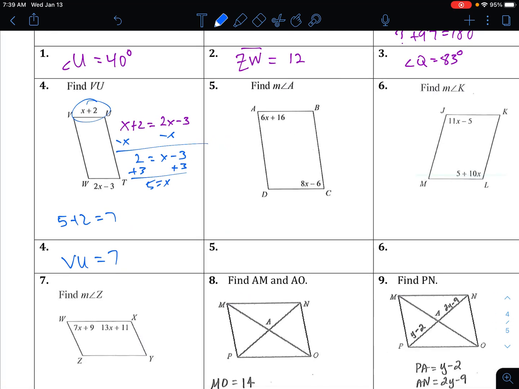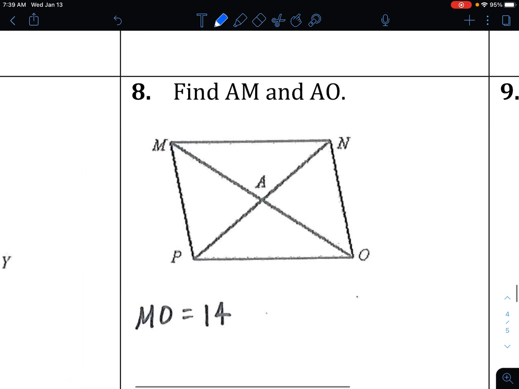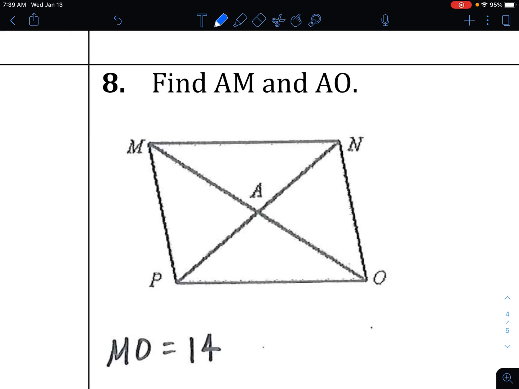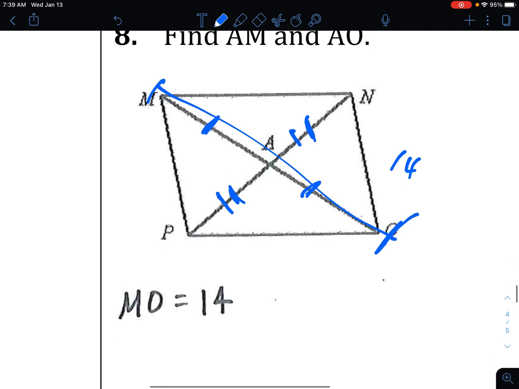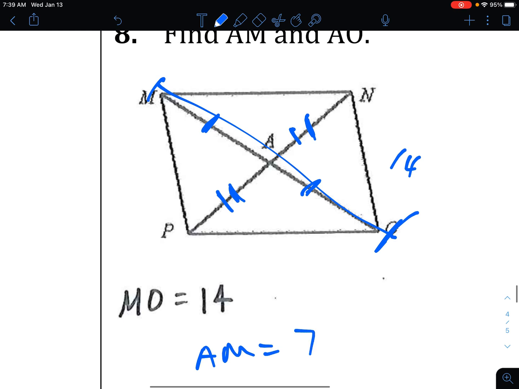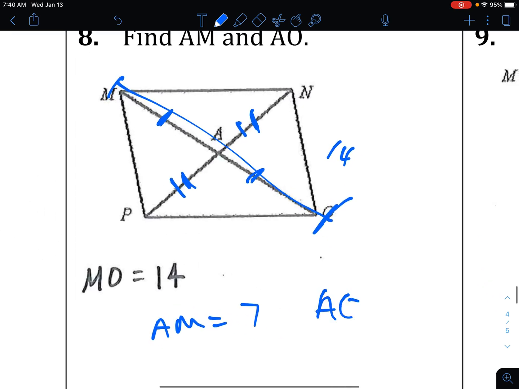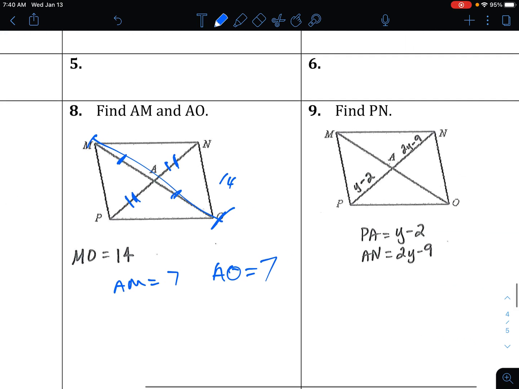We'll do one where the diagonals bisect. Okay? Or diagonal, sorry. So right here, parallelogram. So what do I know? I know this piece and this piece are the same. And I know this piece and this piece are the same. So it says find AM and AO. Well, they give us the whole length is 14. So that means AM is equal to half of that, and AO is equal to half of that, because the diagonals bisect each other. Find PN.